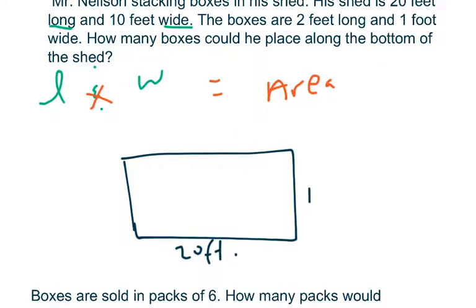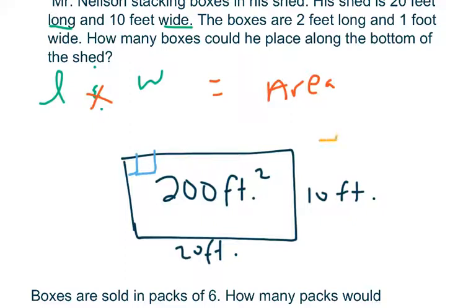And we have a 20-foot long by 10-foot wide shed. And to find the area, I'm going to do length times width, so 20 times 10, or 10 times bigger than 20, is 200. So 200 feet squared. That means there would be 200 1 foot by 1 foot squares in here. And then it tells me how big these boxes are.